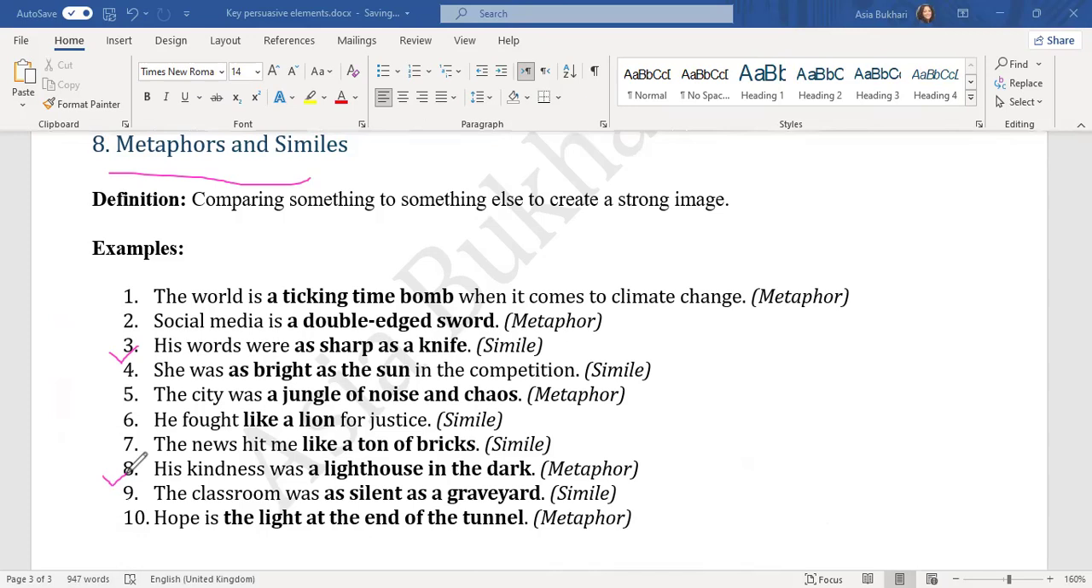So these were some commonly used persuasive elements which should be a part of your persuasive writing, if not all. Some, according to the type of directed writing, should be a part of your directed writing if you want to score better.